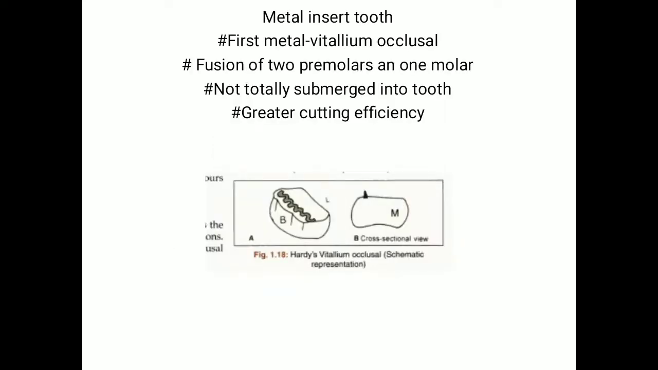The final one, metal insert tooth. That is the first metal, Vitallium occlusal. In the metal insert tooth, fusion of 2 premolars and 1 molar is involved. It is not totally submerged into the teeth, but lightly submerged. It also has a greater cutting efficiency. Metal insert tooth was discovered by Hardy's Vitallium occlusal. These are the schematic representations. This one is a cross-sectional area of the 2 premolars and 1 molar area.